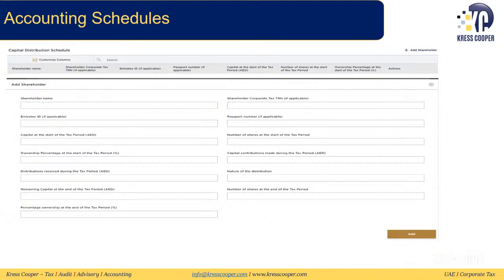the tax period, the number of shares at the start of the tax period, ownership percentage at the start of the tax period, capital contribution made during the tax period, distribution received during the period, nature of the distribution, remaining capital at the end of the tax period, number of shares at the end of the tax period, percentage ownership at the end of the tax period. It is basically taking the information about the shareholder, about what was the ownership at the start of the year, at the end of the year, what distributions were received, and this will probably repopulate again next year in your return, and you can make some amendments if the percentage have changed during the year or not through the schedule as well.